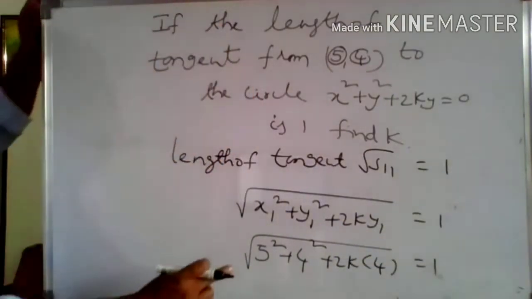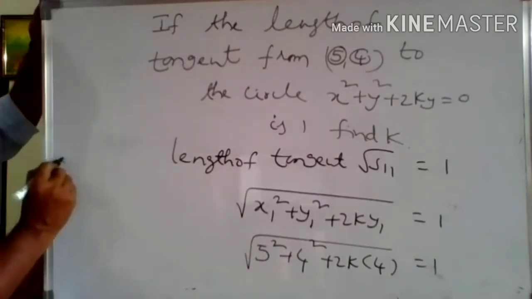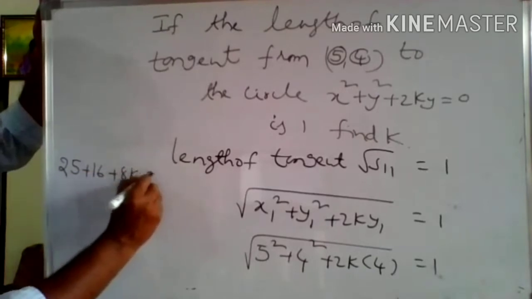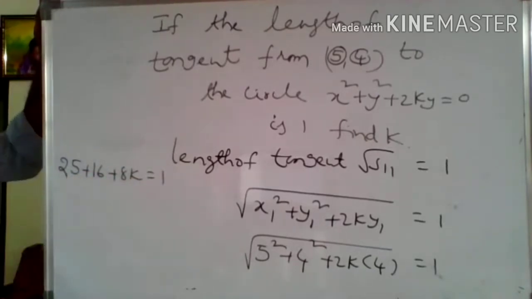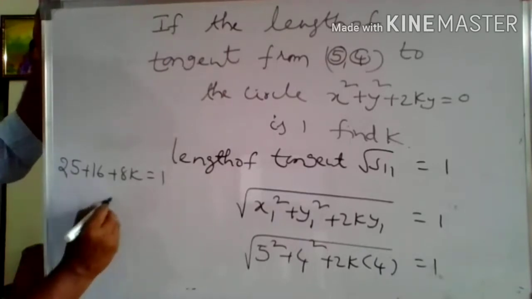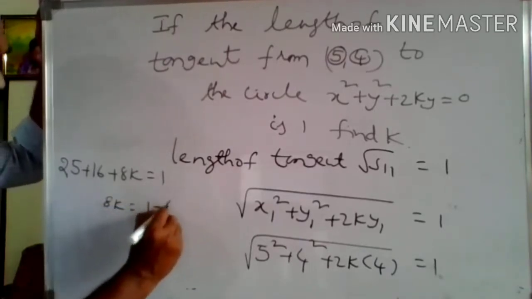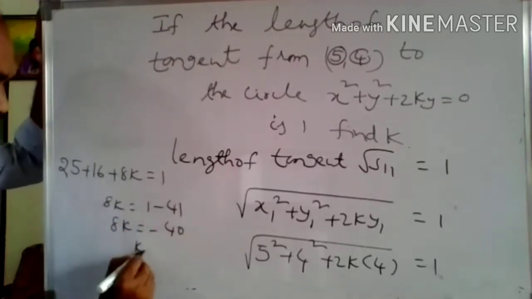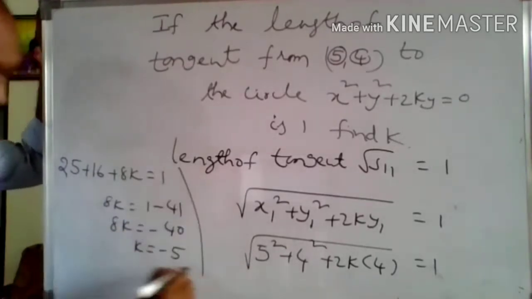Squaring on both sides, 25 + 16 + 8k = 1. 25 plus 16 is 41. So 8k = 1 − 41, so 8k = −40. k = −5.